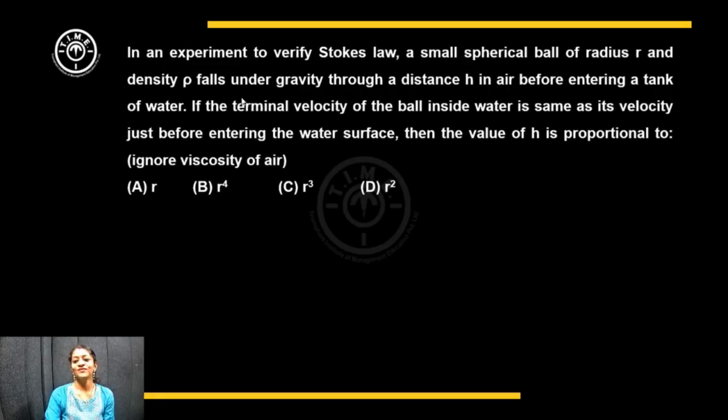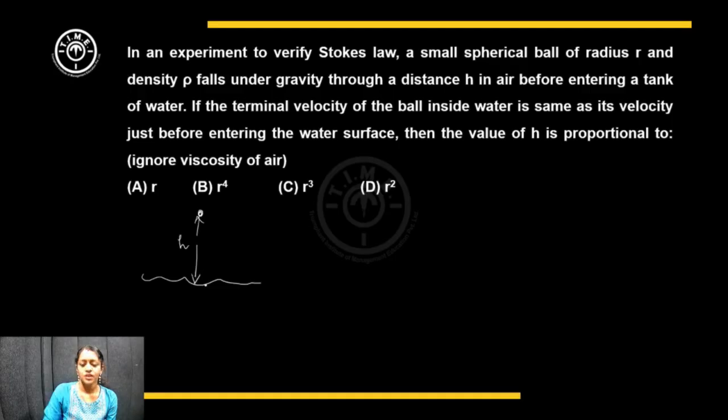So here we need to obtain a relation between h and r. What is h? h is the height from which the ball is falling. And the ball is falling into water, and even after entering the water, its terminal velocity is same as the velocity just before entering the water surface. So here is the water. The ball is dropped from a height say h.